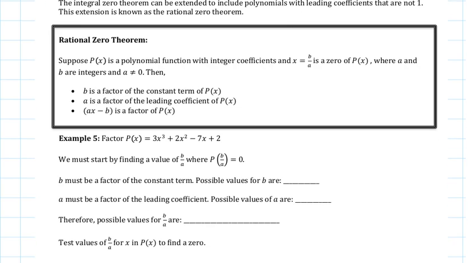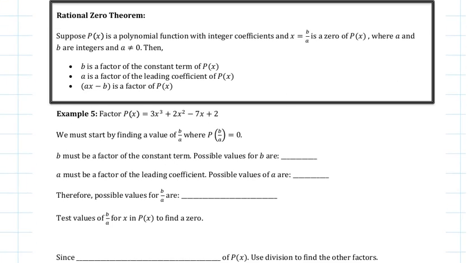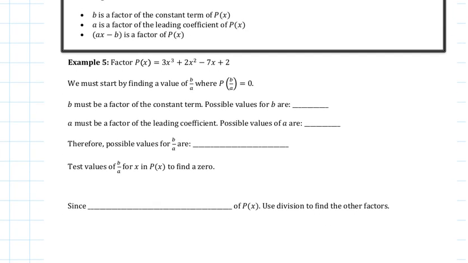So can I still use the integral zero theorem? Yes, I can, but now with a twist to it. So let's look at this. We're trying to figure out what the factors are. We're trying to factor p of x equals 3x cubed plus 2x squared minus 7x plus 2. And as you can see here, the leading coefficient is not equal to 1.